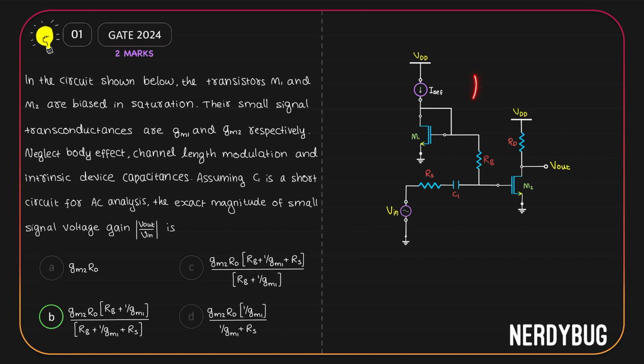So when you see a diode connected model in the circuit, know that you can model it as a resistor whose resistance is the reciprocal of the transconductance of that MOSFET.